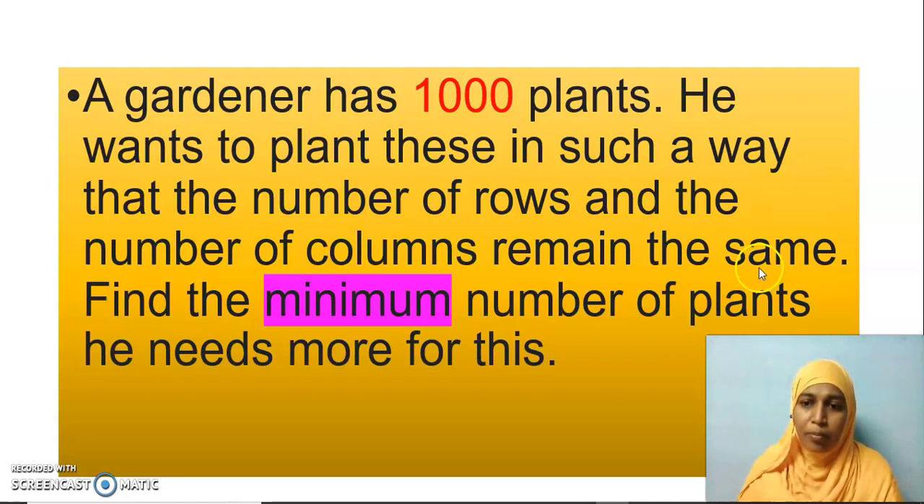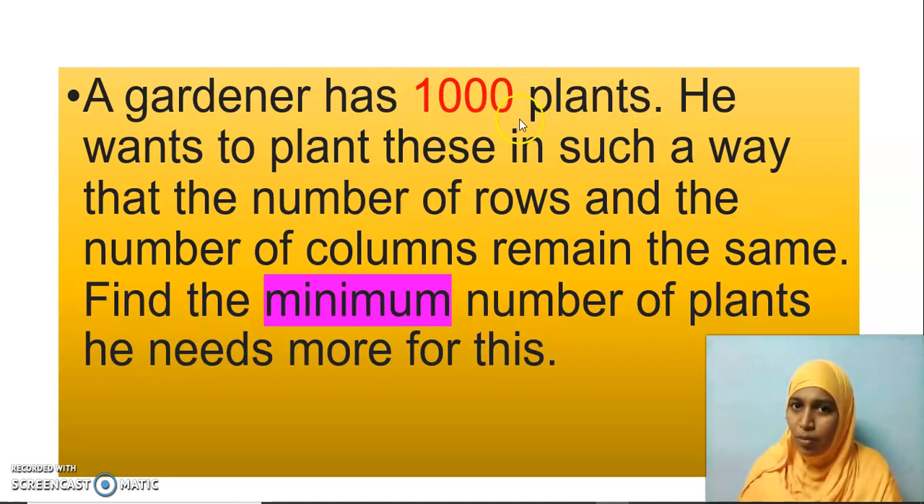What will be the shape if I have equal number of rows and columns? Exactly right, it is a square shape. Is it possible to make a square shape with 1000 plants? If I ask you to make a square with 100 plants, you will easily say, ma'am, 10 rows and 10 columns, thereby we will plant 100 plants.